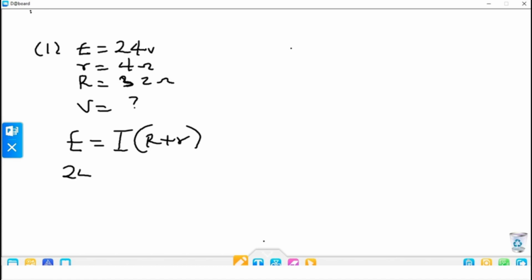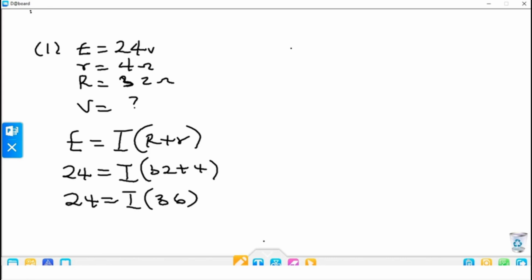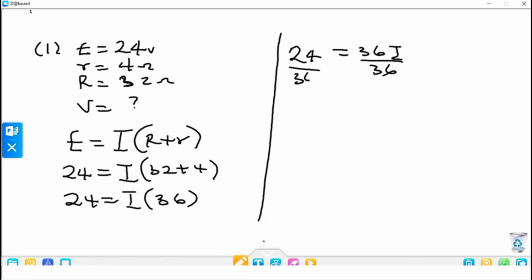So this is 24 equals I, and this is 32 plus 4. So 24 is equal to I into 32 plus 4, which will give us 36. Therefore, our 24 now will be equal to 36 I. Divide both sides by 36. This and this will go. For I now will become 24 all over 36.